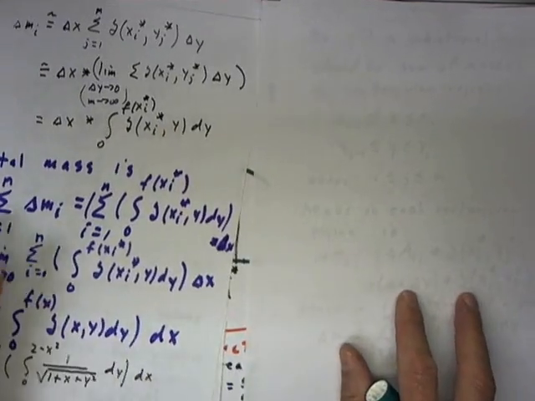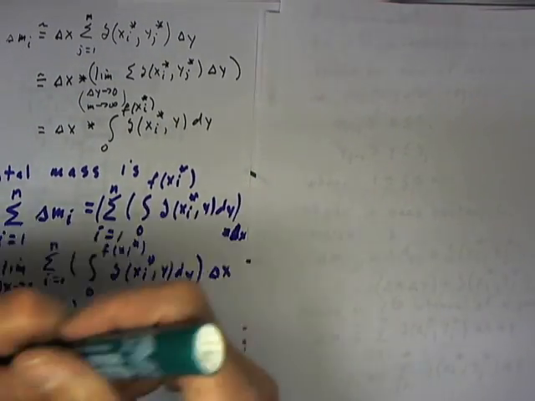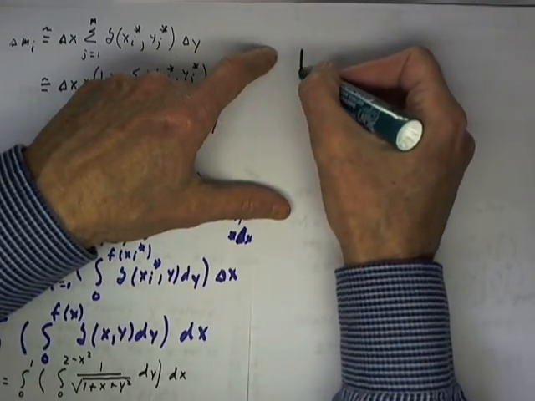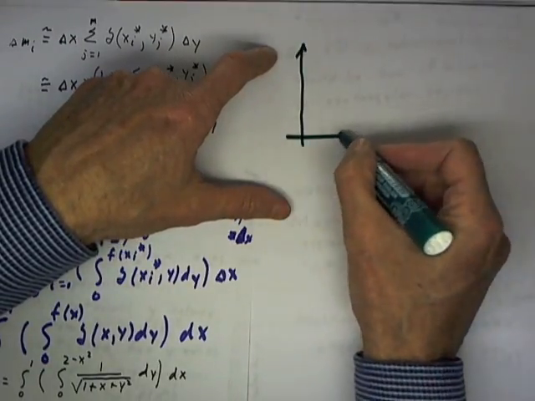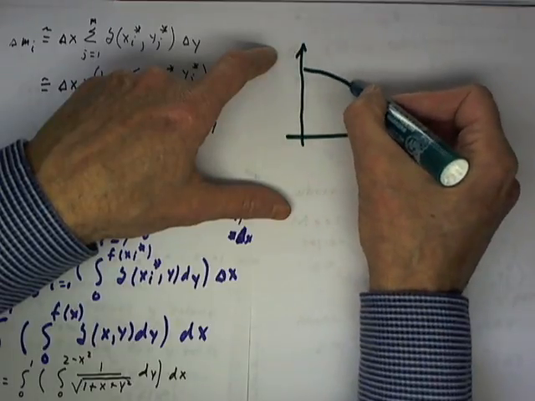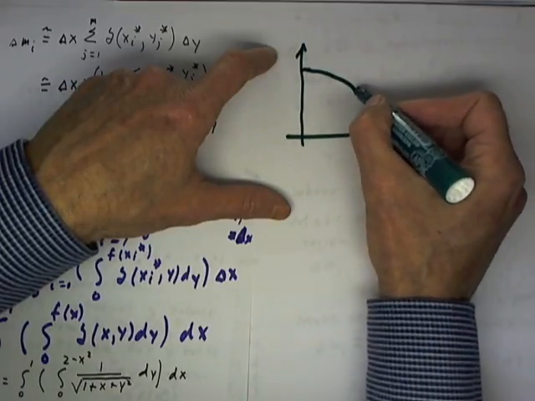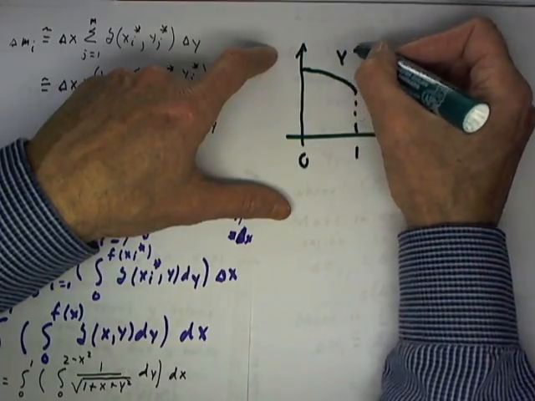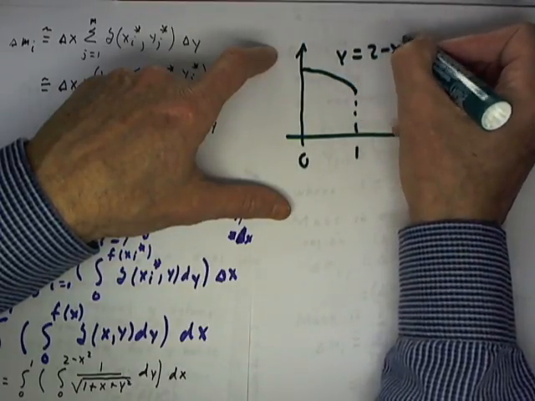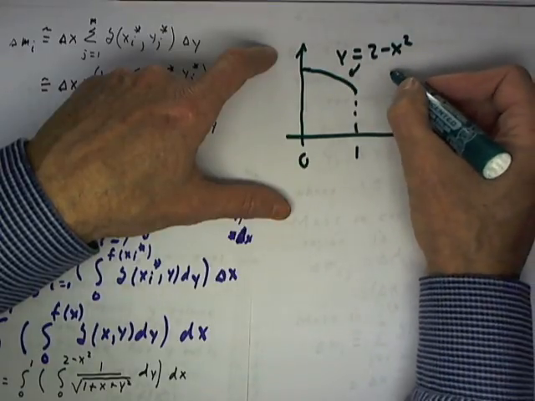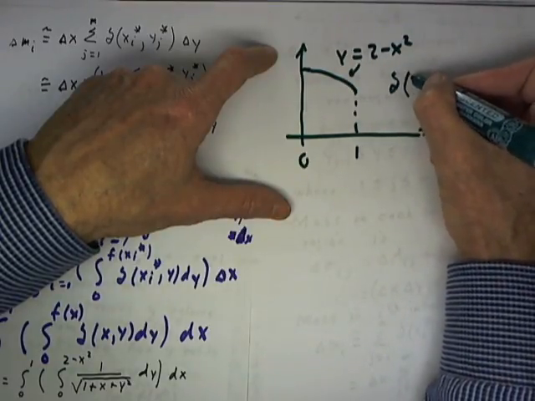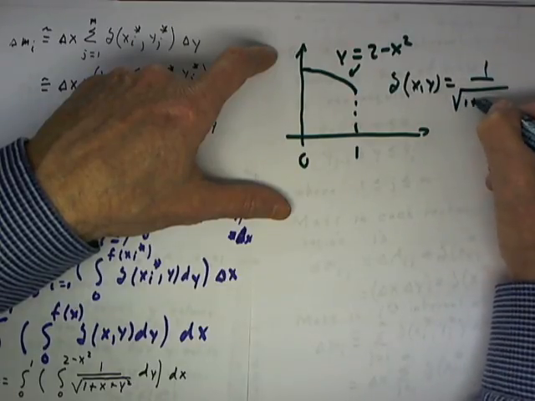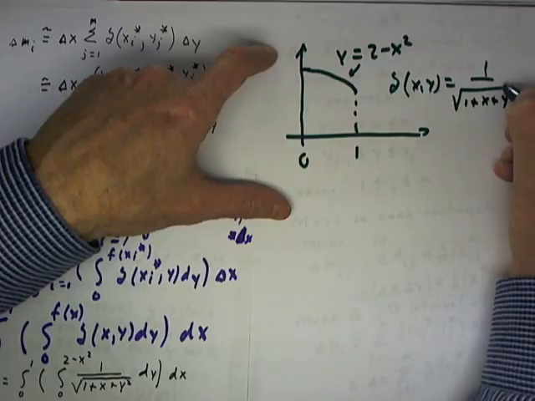Let's sketch a picture that kind of summarizes where we are. Okay, we've got this region of the xy plane beneath the curve y equals 2 minus x squared with density function 1 over the square root of 1 plus x plus y squared.